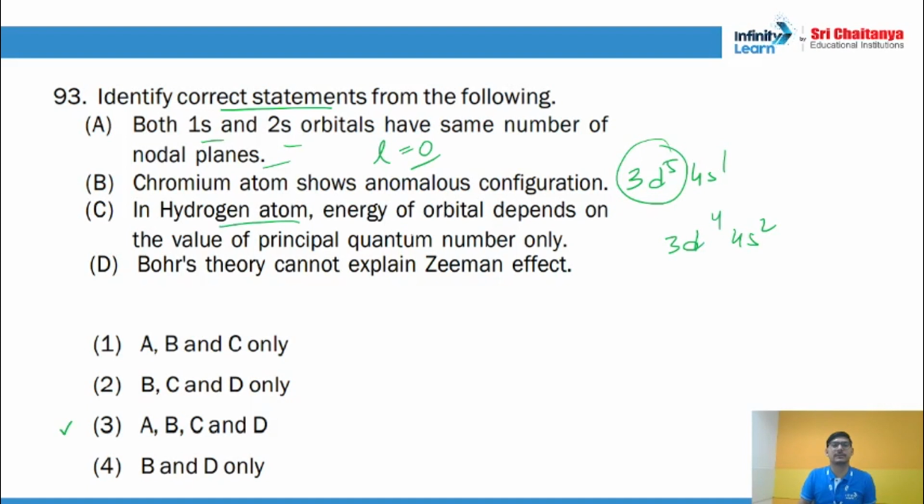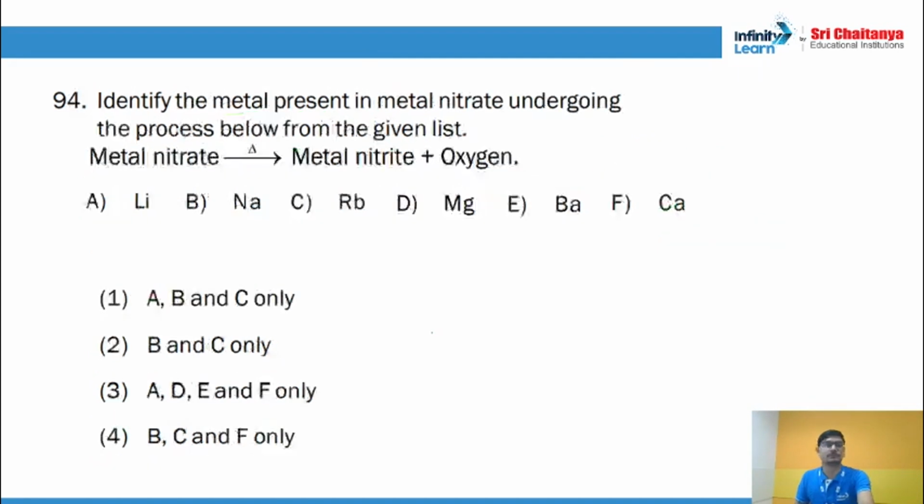In hydrogen atom, the energy of orbital depends on the value of the principal quantum number only. Yes, actually for all one electron systems, the energy of the electron depends on the principal quantum number only. Okay. Bohr's theory cannot explain the Zeeman effect. Yes, the splitting of spectral lines in a magnetic field. This is the Zeeman effect, it cannot explain that. Okay. So all statements are correct.